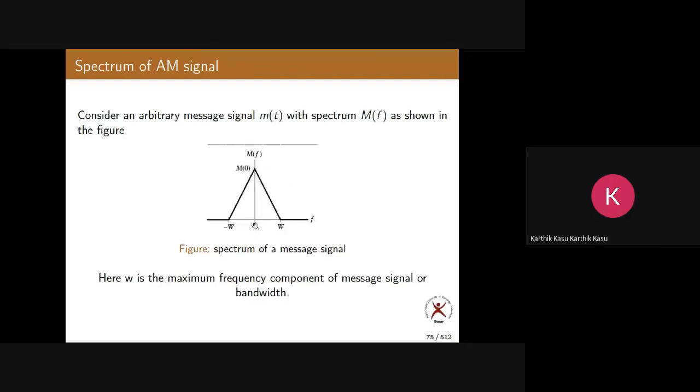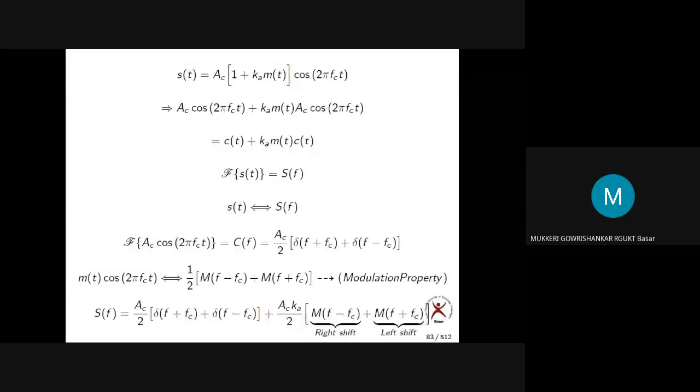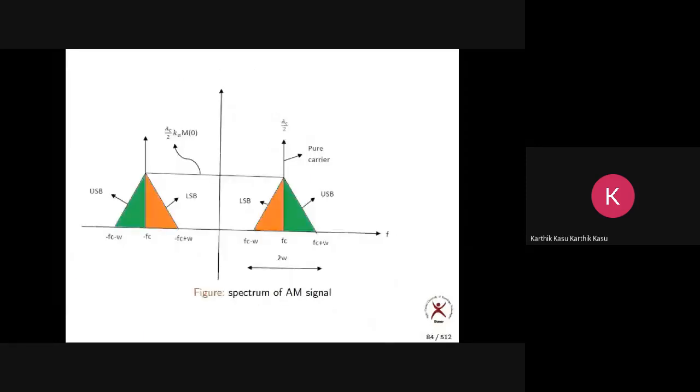Now, can you draw the spectrum of S of f? Let us go to the spectrum of S of f. This is the spectrum of the AM signal now. What is this now?